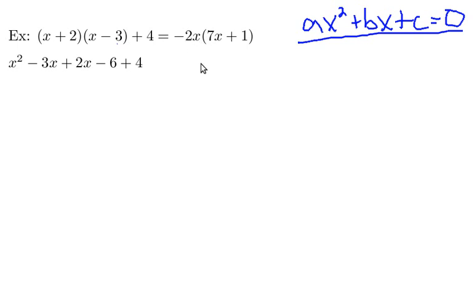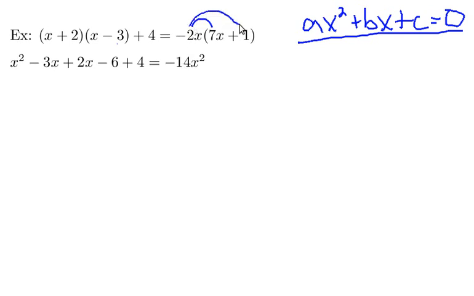Then on the right side here, we still have the right side to deal with. So we have negative 2x times 7x. That's going to give us negative 14x squared. And negative 2x times 1 will give us negative 2x. Okay, so now we have everything multiplied out.